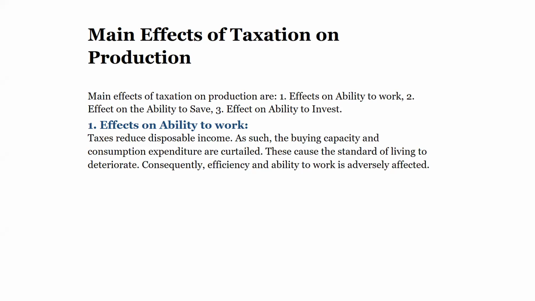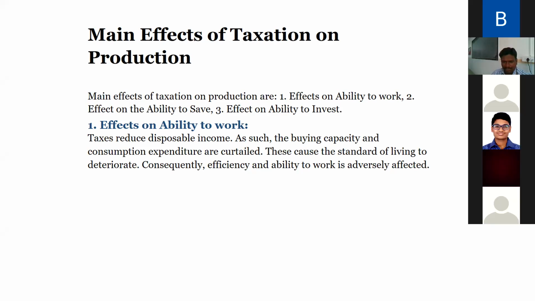Because production is one of the important aspects in determining the GDP, right? Production is one of the important elements in determining the GDP. Am I right? Right or wrong? Yes, sir. Okay.